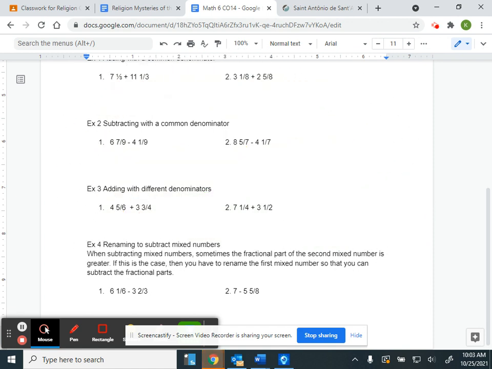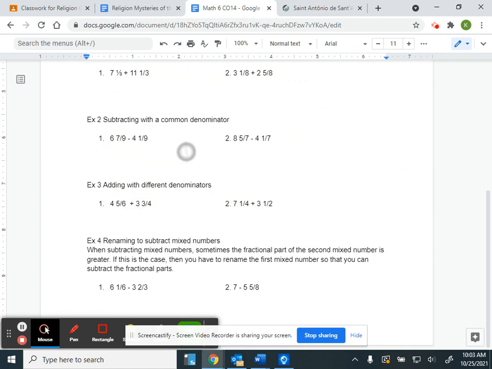Let's move our page up. Oh, it's not going to move up anymore.